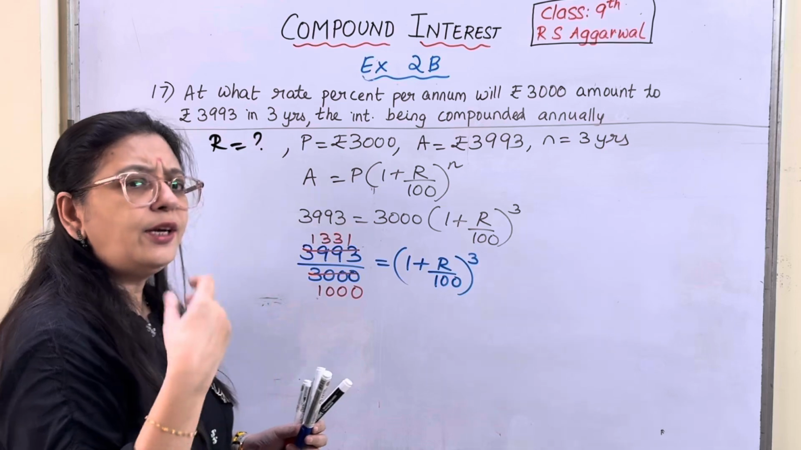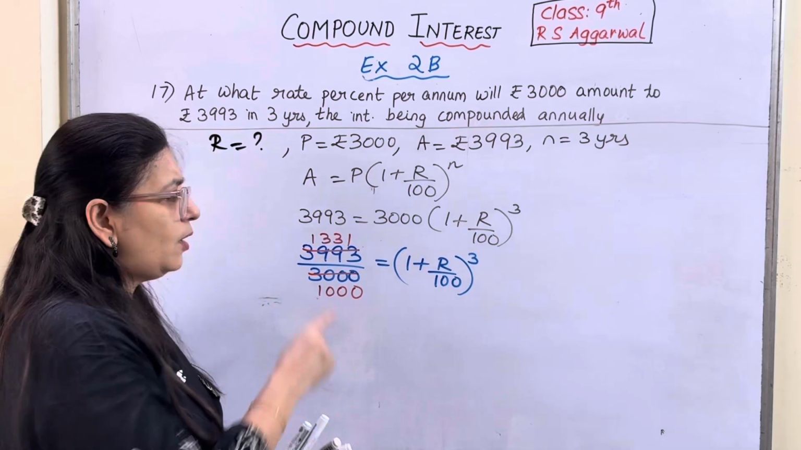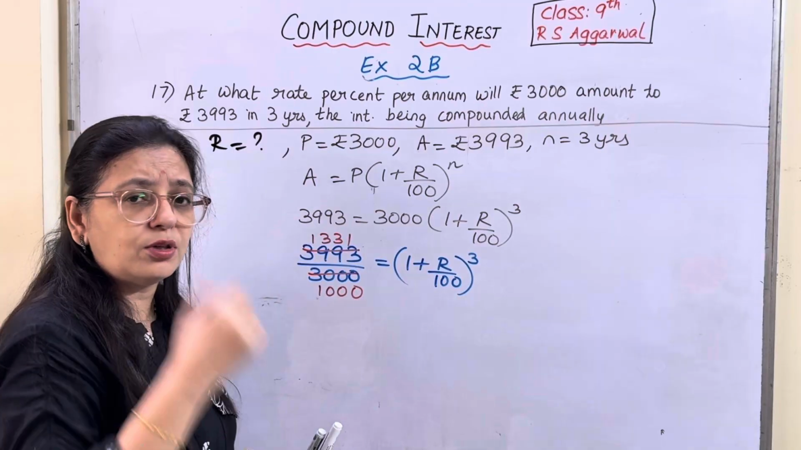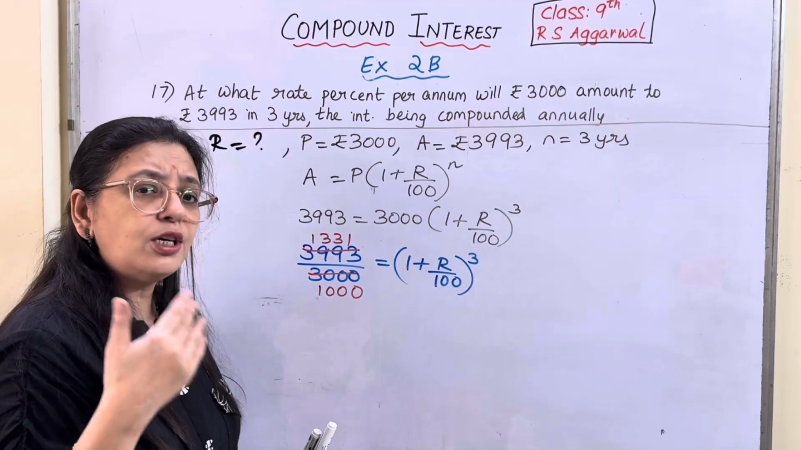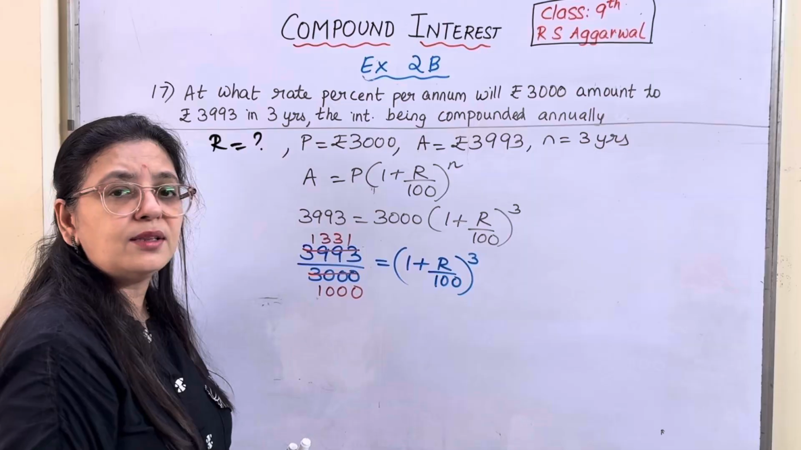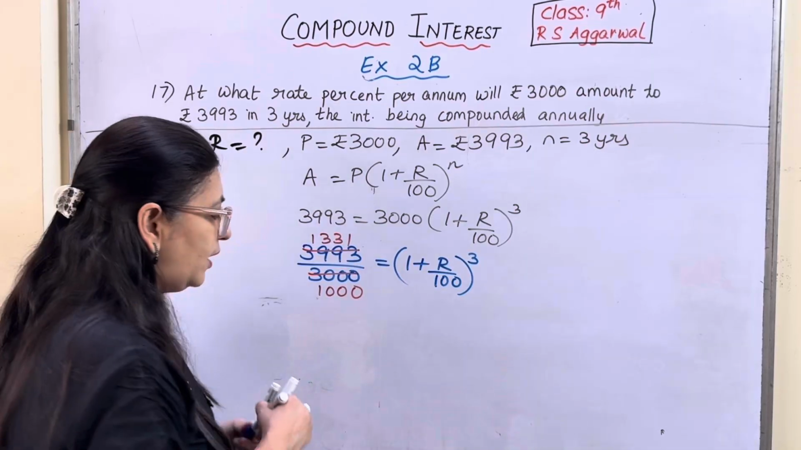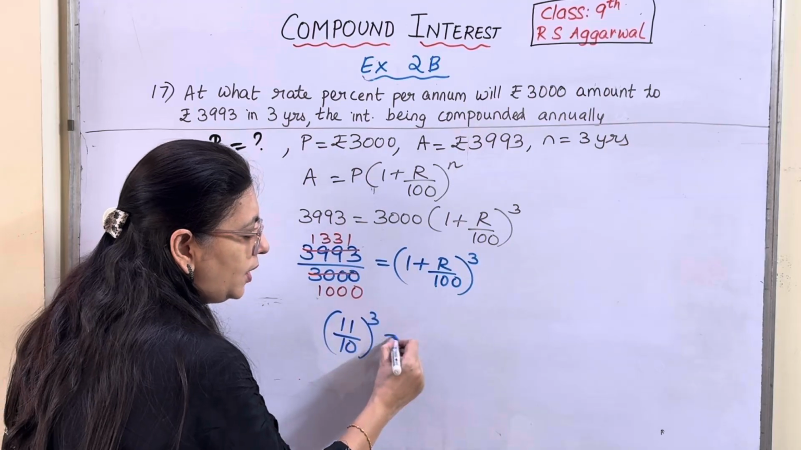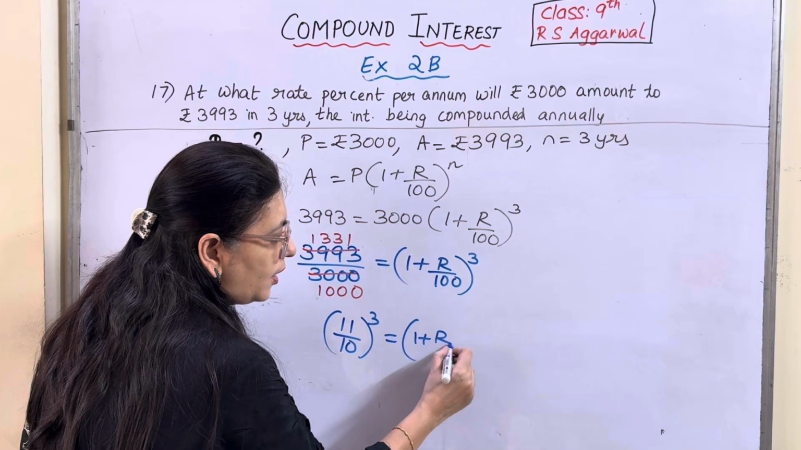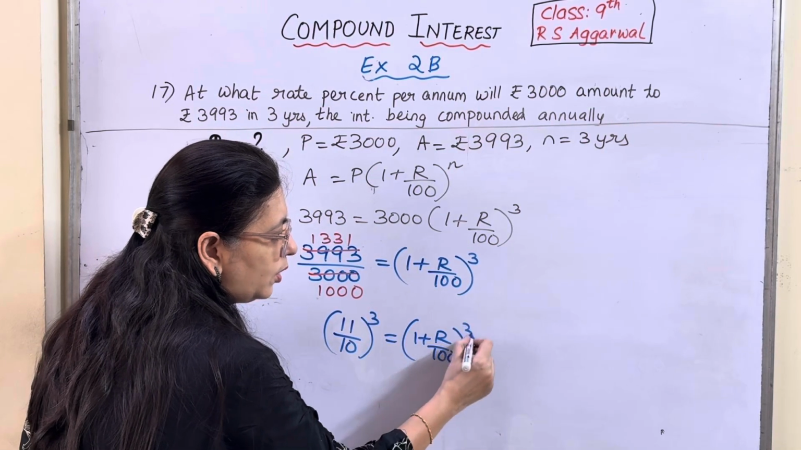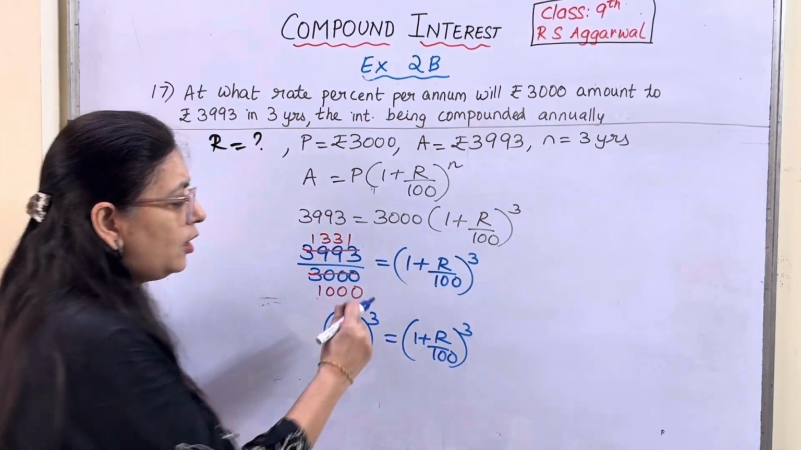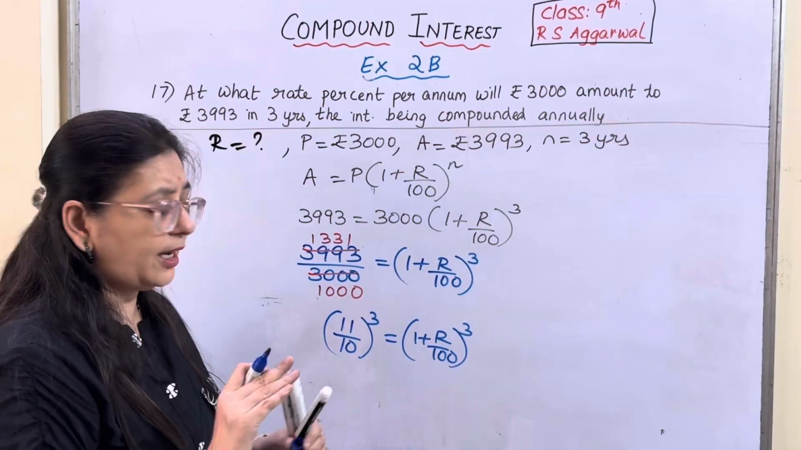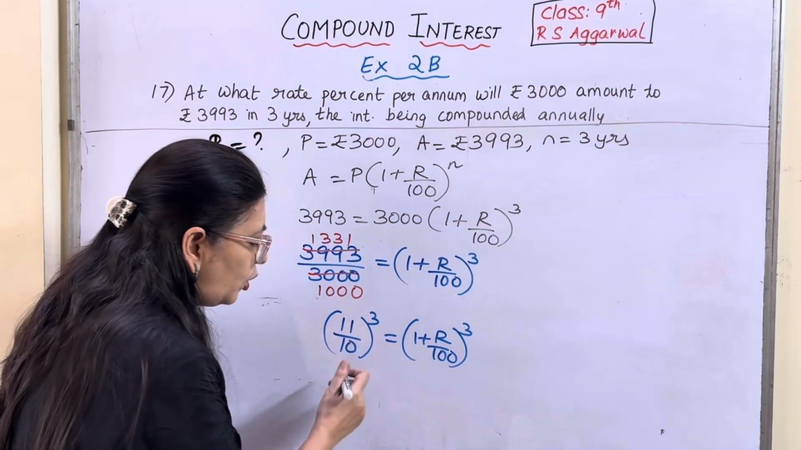We know 10 into 10 into 10 is 1000. So 1331 is more than 1000. So check with 11. 11 into 11 into 11, are you getting 1331? Yes, you are getting 1331. So 11 upon 10, the whole cube, is 1 plus R upon 100, the whole cube. Correct? Now taking out the cube root from both the sides, what you will get?